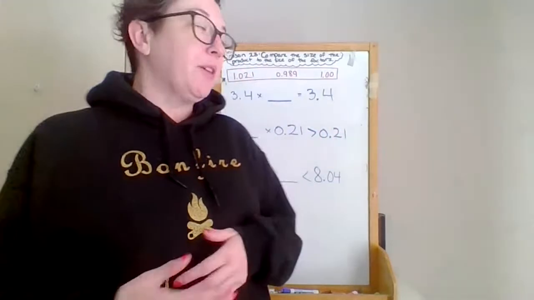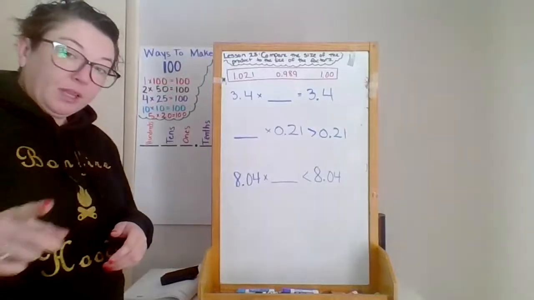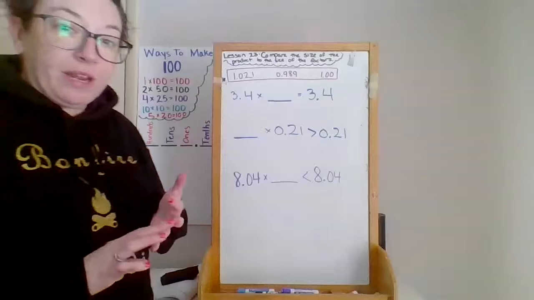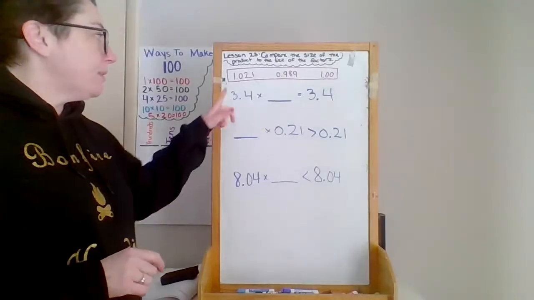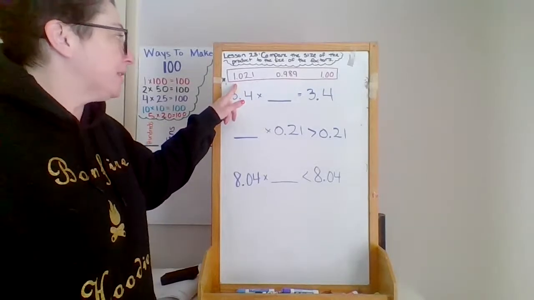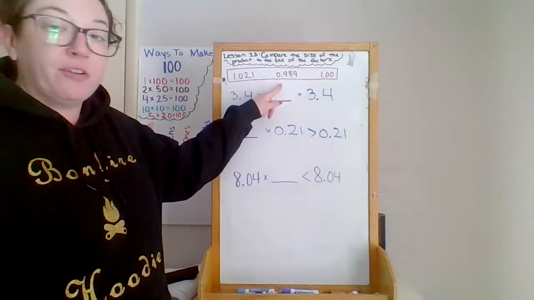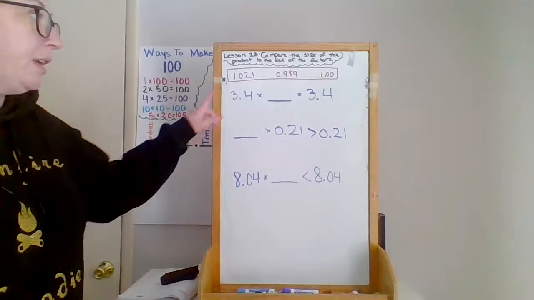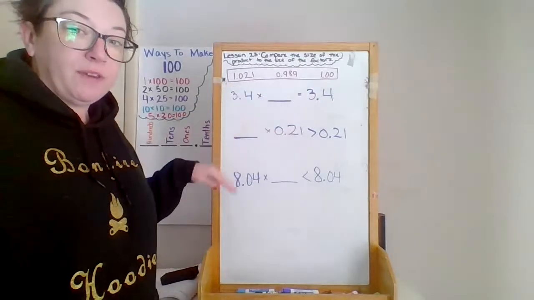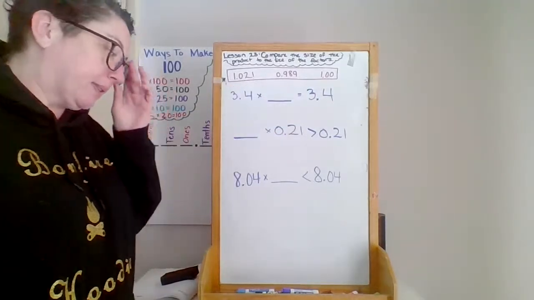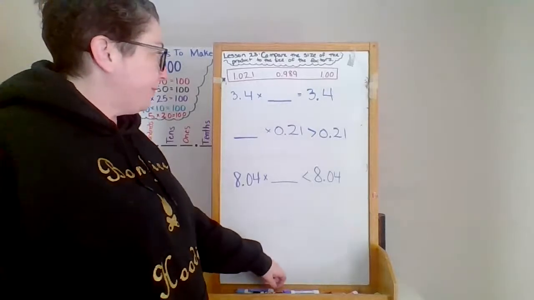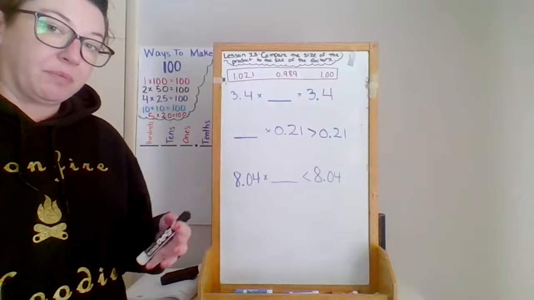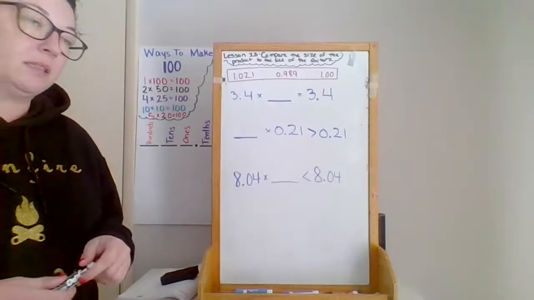So let's start by looking at your problem set. Number 1, you have a box that has 3 numbers in it. So we have 1 and 21 thousandths. We have 989 thousandths, and then we have 1. So we're going to use these 3 numbers to fill in these number sentences. So the first one I have here is 3 4/10 times something is equal to 3 4/10.